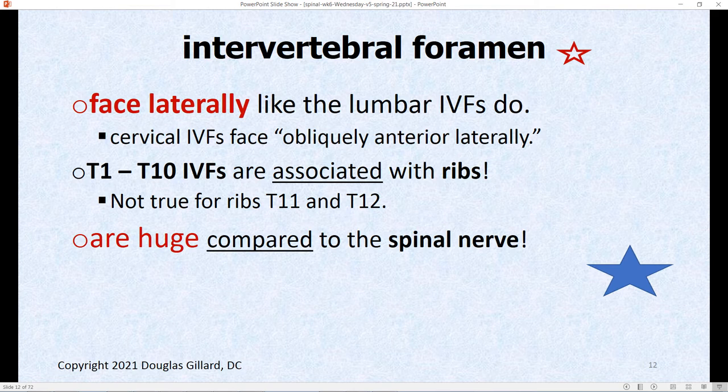Whereas in the lumbar and the thoracic spine, because they're lateral, we don't have a way to take a picture of them. And if you take a lateral view, you can see them nicely, but the right and the left are superimposed upon one another.